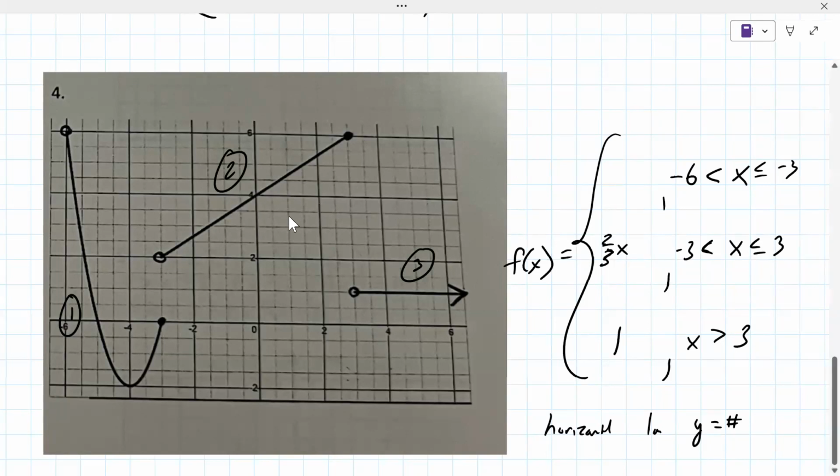So 2/3 x, and then does it matter which point we use? Well, look, where does it cross? 4. Okay, so if it crosses a y value, then you use the y axis.